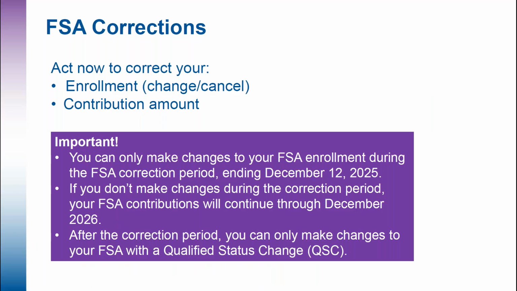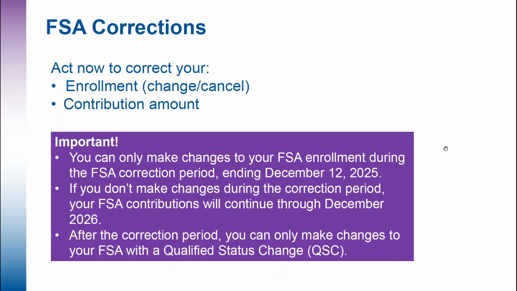FSA corrections. If you feel like you made an error during open enrollment to enroll in an FSA, or you think, oh my goodness, I enrolled in the wrong FSA, or I put too much money in or not enough money, it's okay. You can fill out an FSA correction form on our website, and you can get that correction into us. We do ask for corrections to be into us no later than Friday, December 12th.